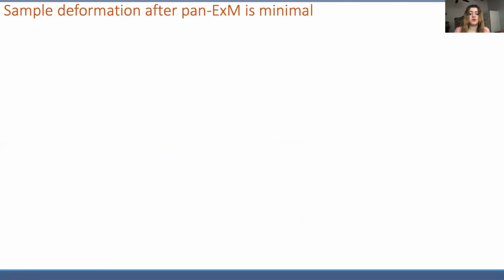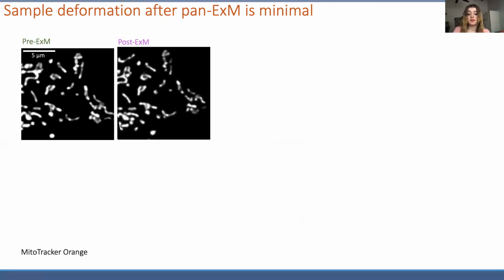In ExM, biomolecules are separated from each other physically. And so it's important to validate that this separation occurs uniformly across length scales that are of interest to biologists. To validate that samples processed with Pan-ExM do not deform significantly, we evaluated the distortions of 3 biological structures: mitochondria, which I show here, microtubules, and the nucleus.